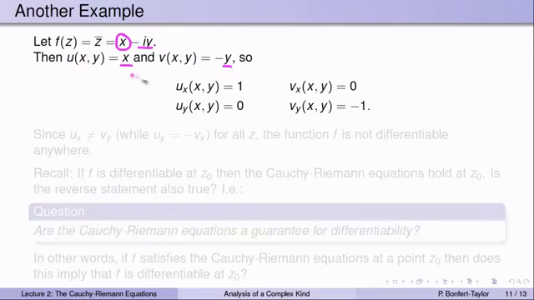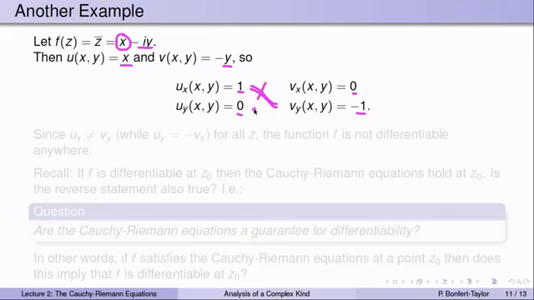The x derivative of the function x is 1. The y derivative, well, this function doesn't even depend on y, so it is a completely constant function as far as y is concerned, and so the y derivative is simply 0. For the function v, it doesn't depend on x, so the x derivative is 0, and the y derivative is simply negative 1. Now when you compare ux and vy, they're not the same. So the Cauchy Riemann equations are not satisfied.